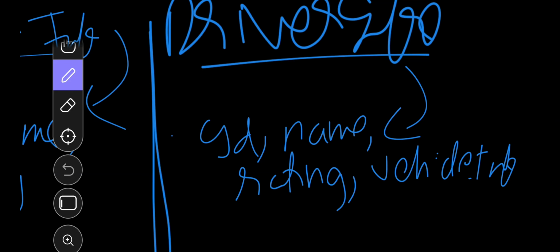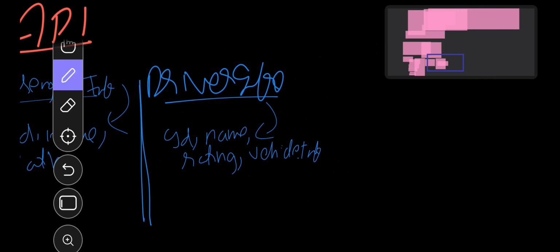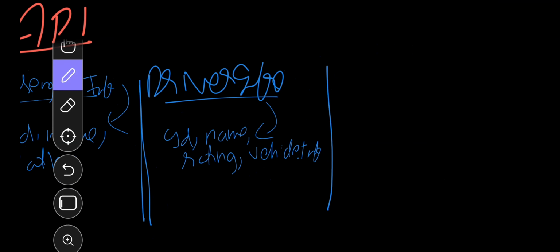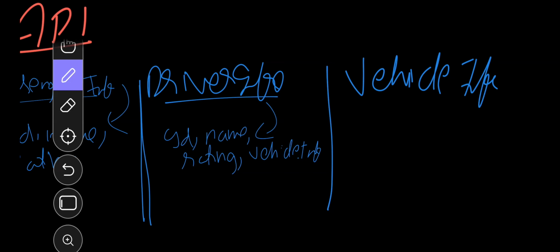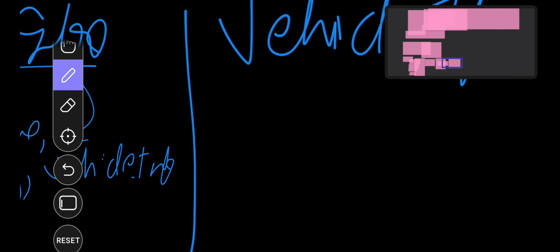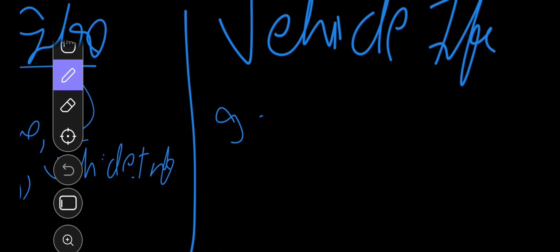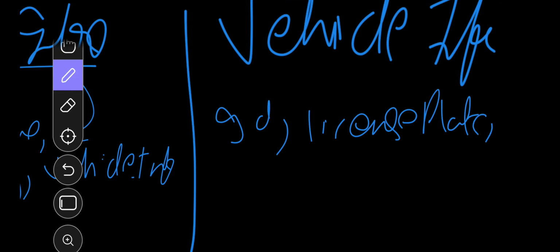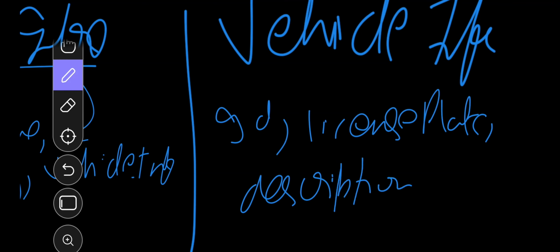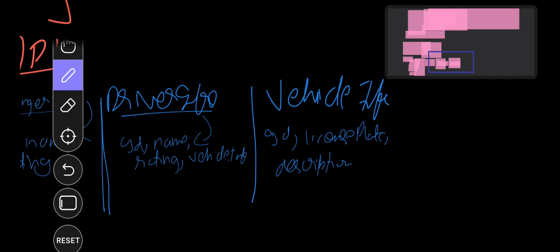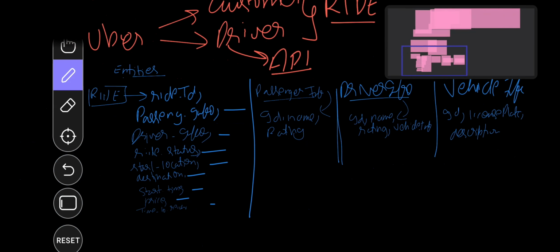So yes, we are good to go. Now we have to talk about the vehicle information. That is going to be very important for us. Vehicle information. So inside vehicle information, we can have ID, then we can have license plate, and then we have description of it a bit. I think these three things are more than enough: ID, license plate, and description of the vehicle.